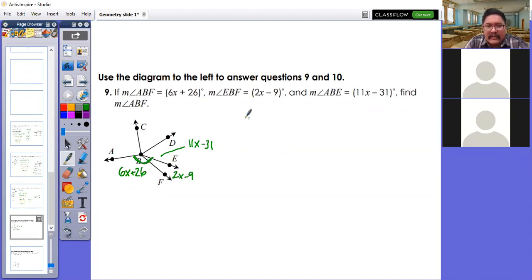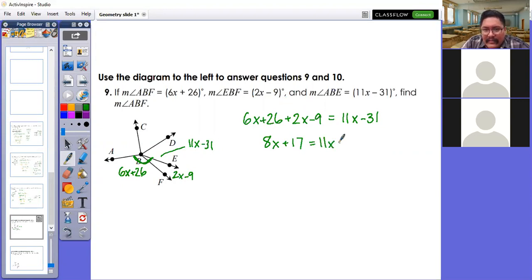Let's get our two smaller angles, 6x plus 26, and add that to the other angle. In this case, I call it the smaller angle. Let's go and put them together. So 6x and 2x, that's going to be 8x. And then 26 minus 9 is going to be 17. Okay, just don't want to make a mistake. All right, so bring this down. We didn't do anything with that.